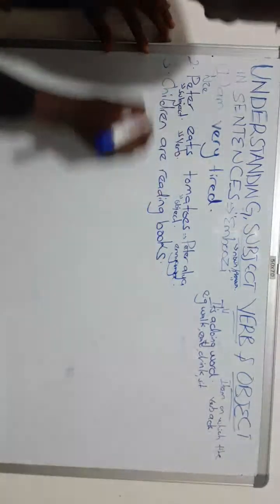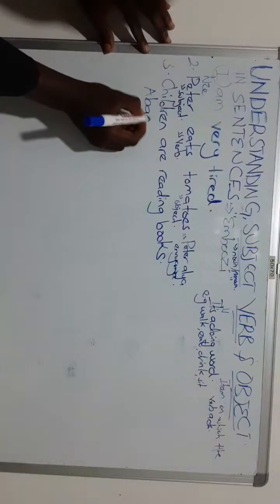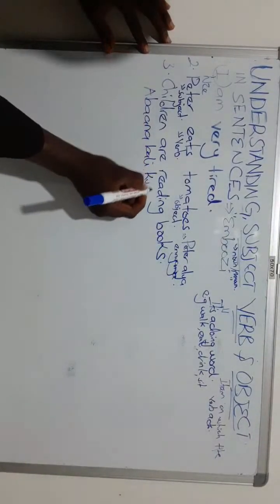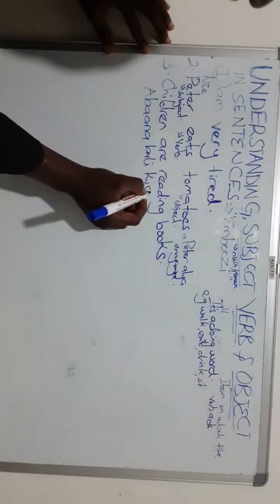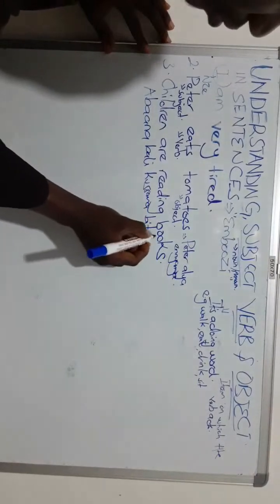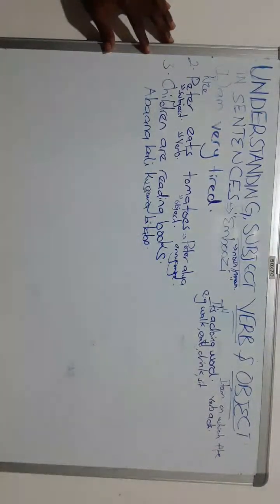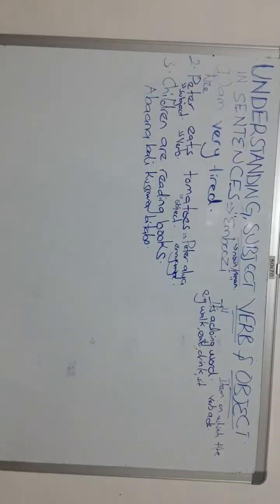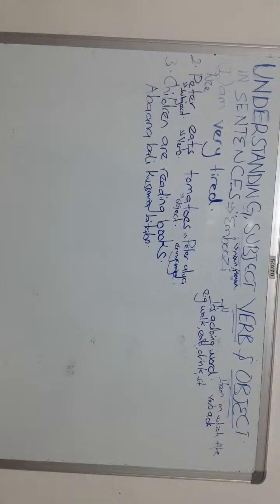Abaana, so this in Luganda is going to be abaana bali kusoma bitabo. Abaana bali kusoma bitabo. Children are reading books. So in that sentence, can you please identify for me the subject, verb, and the object? What are your answers, please? Can I have a look at your answers?